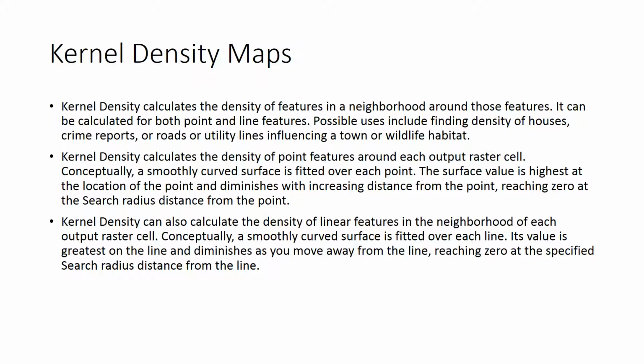Think of it as sort of a nearest neighbor kind of analysis, where the value is highest right where the point is, declining as you move further away. Now, kernel densities can also calculate the density of linear features. It works pretty much the same way, except instead of around dots or points, you're doing it around curved lines or straight lines, with the idea being the closer to a value, the higher, the further away, the lower.